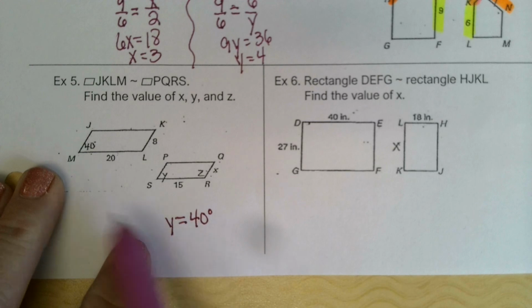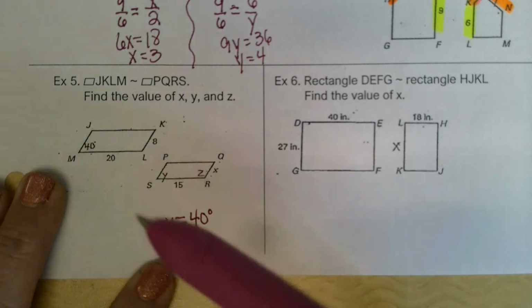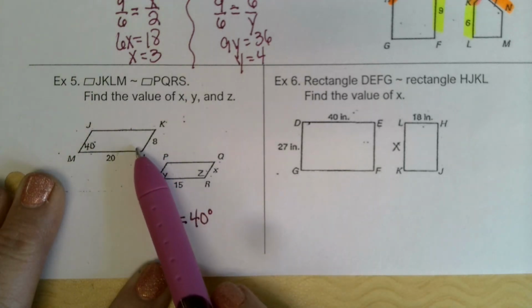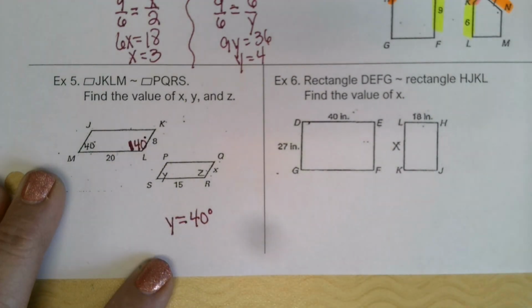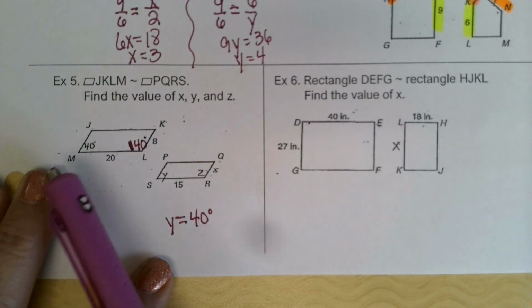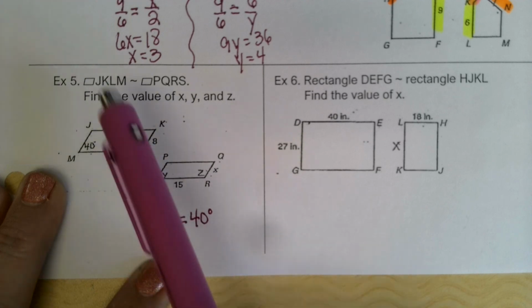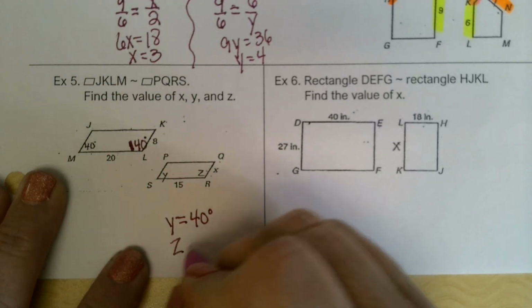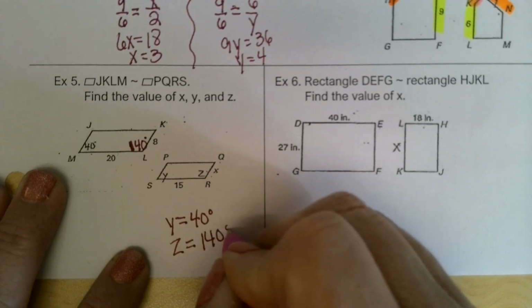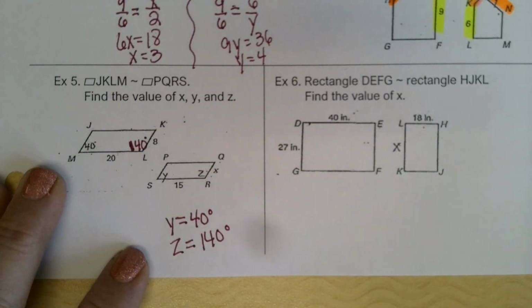I don't have room. This is a parallelogram. What is the measure of this angle right here? Next question. What is the measure of this angle right here from the last unit? It is a parallelogram. Those angles are supplementary because they are corresponding angles. Angle L corresponds to angle R. So z equals 140. And then we're going to set up our proportions.